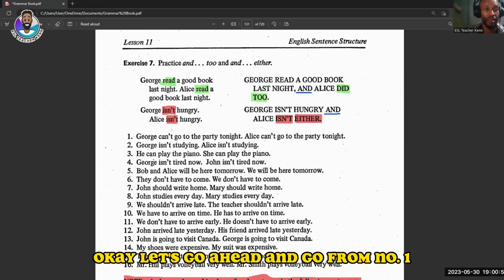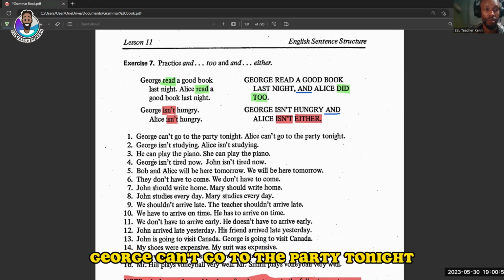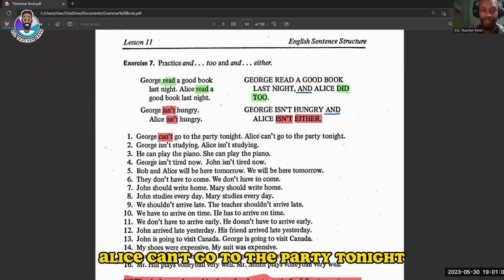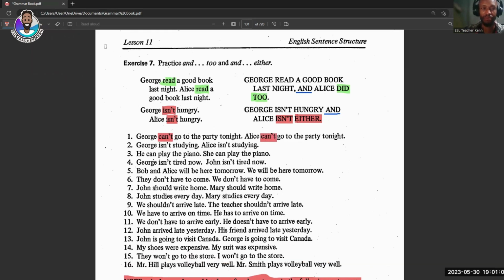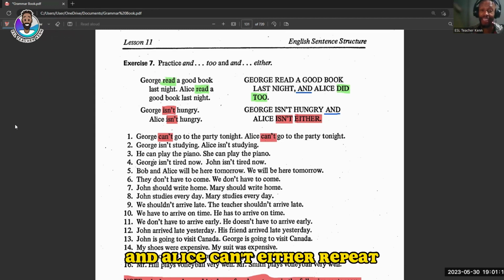Okay, let's go ahead and go from number 1. George can't go to the party tonight. Alice can't go to the party tonight. George can't go to the party tonight, and Alice can't either. Repeat.